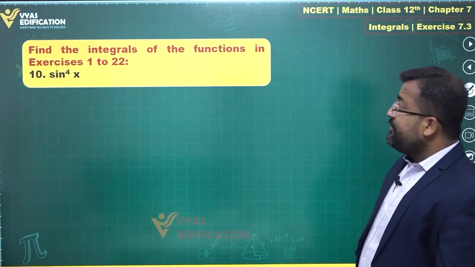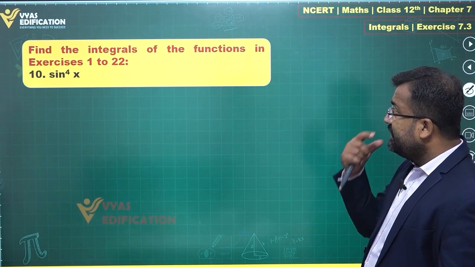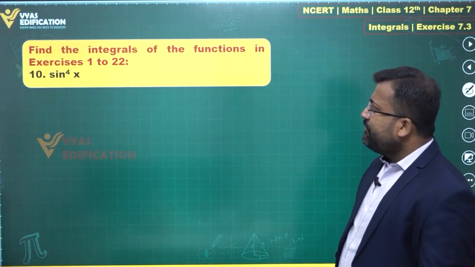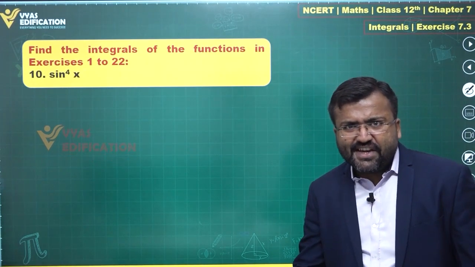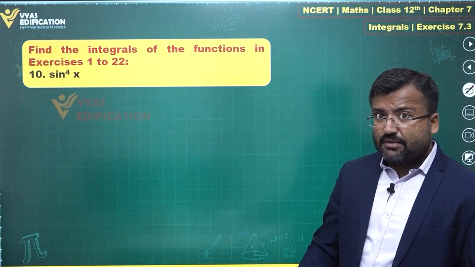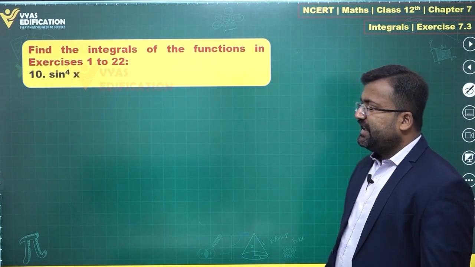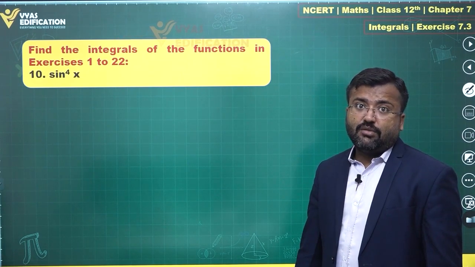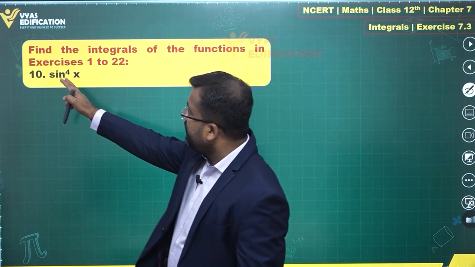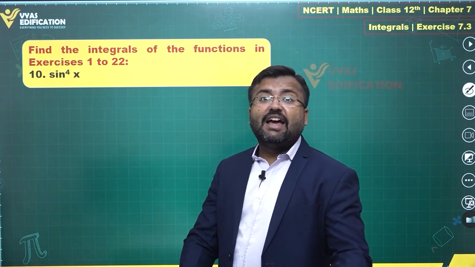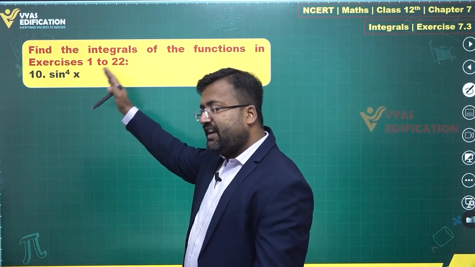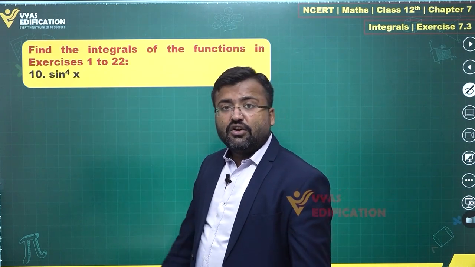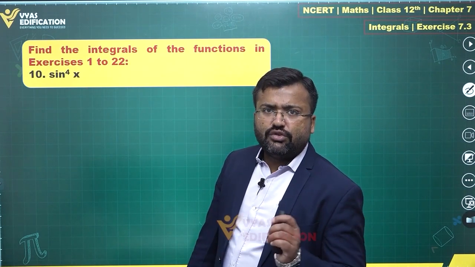10th question has sine power 4x. Now how do we handle this sine power 4x? Can I separate one sine x and substitute something in terms of cos x? That will create a lot of complications if this is not an odd power. Had this been an odd power, as we did with sine cube x, we could write one sine x separate and the remaining sine square x in terms of cos square x, and substitute cos x equal to t.